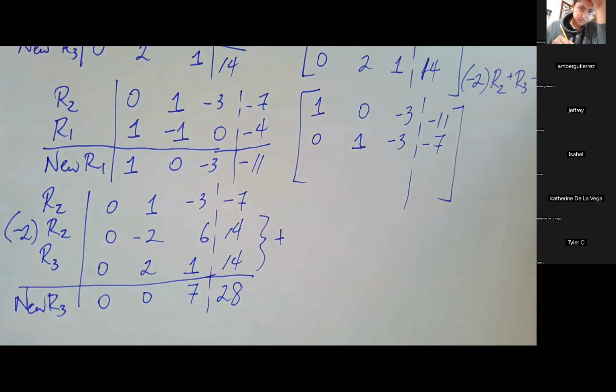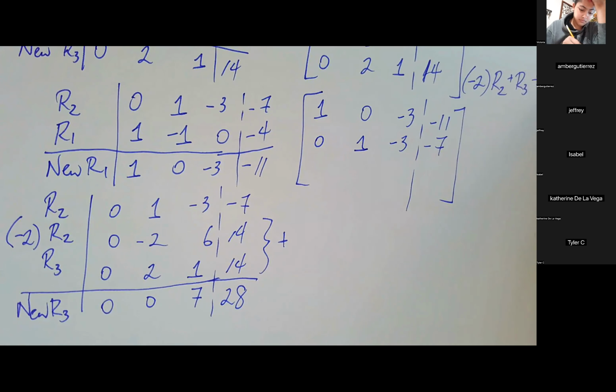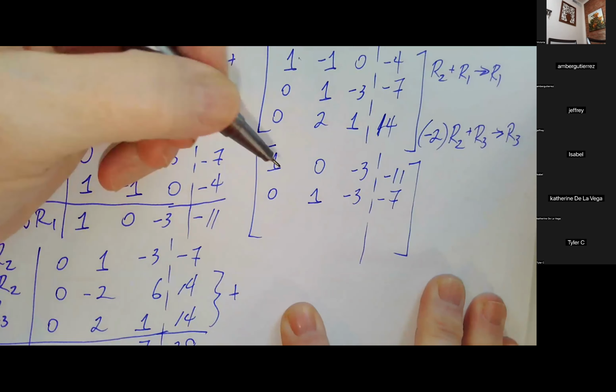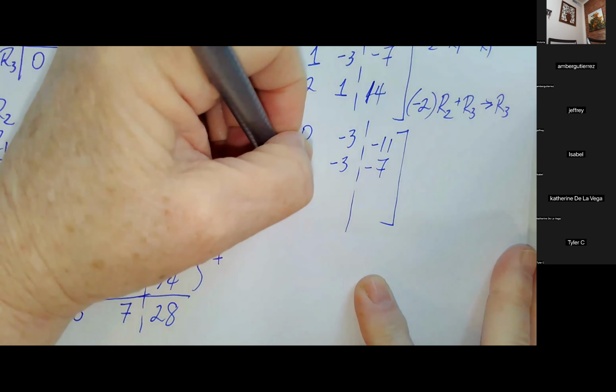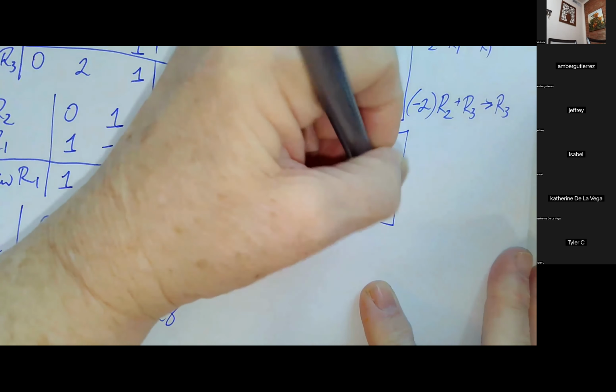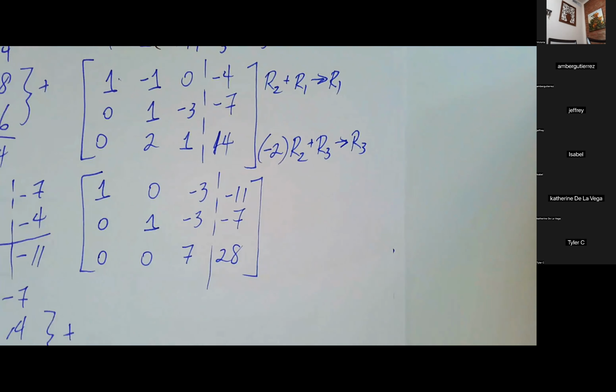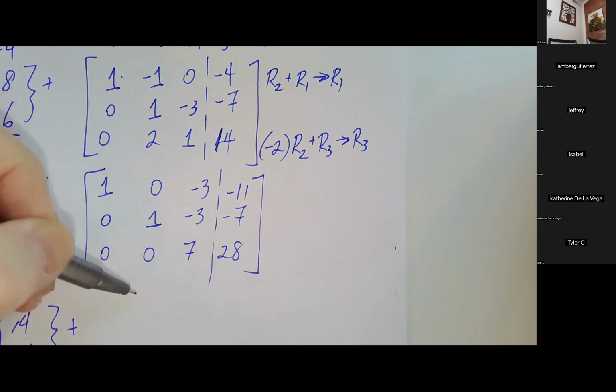Excellent. And why do we feel okay about these numbers? It divides, 28 divides into 7 equally. That's right. Very good. So let's see, we've got our new row 3 is 0, 0, 7, 28. Have we finished column 2? Yes, good. So column 2 is done.